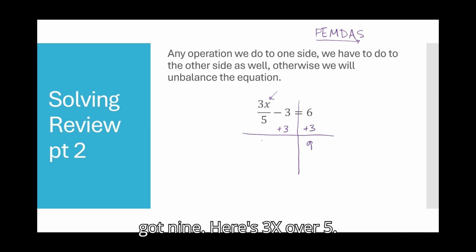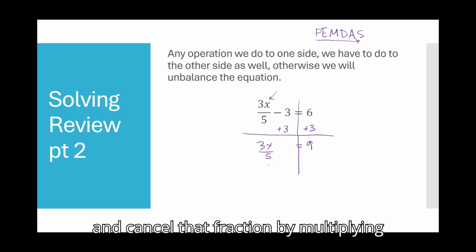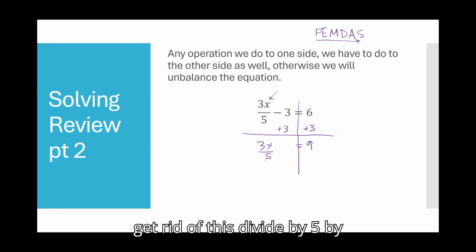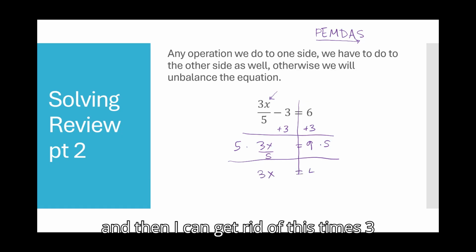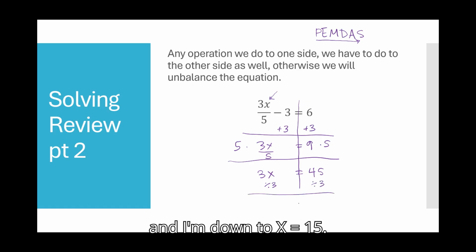Canceling, we've got 9. Here's 3x over 5. Now, you could think of this as 3/5 and cancel that fraction by multiplying by the reciprocal. But I can also just think of this as 2 steps. So I could get rid of this divide by 5 by multiplying by 5 on both sides. And then I can get rid of this times 3 by dividing by 3 on both sides. And I'm down to x equals 15.